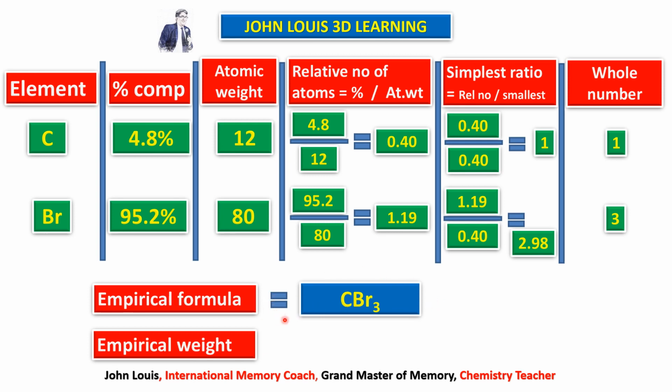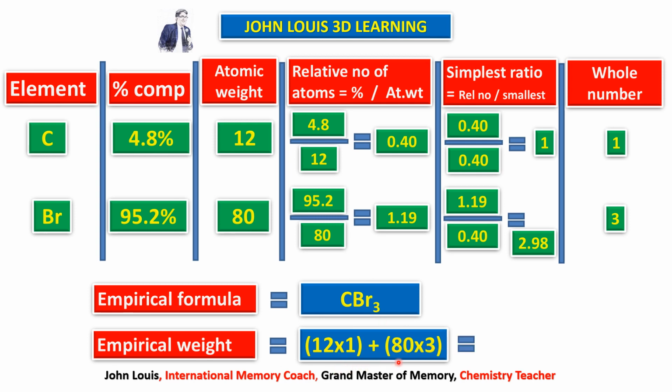So here we can find out the empirical weight also. So what is the empirical weight? Empirical weight is equal to atomic weight of carbon is 12, only one carbon there, therefore 12 into 1 is 12, plus atomic weight of bromine is 80, there are 3 bromines, therefore into 3, therefore 12 plus 240 will be equal to 252. This is the empirical weight.